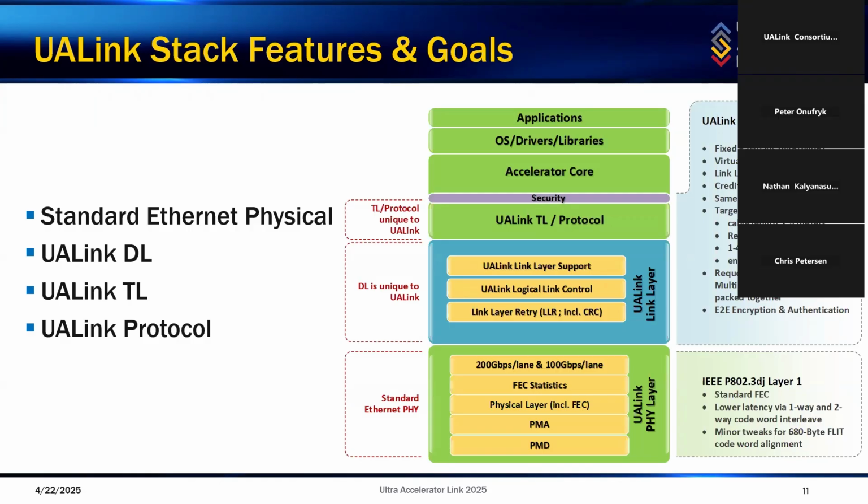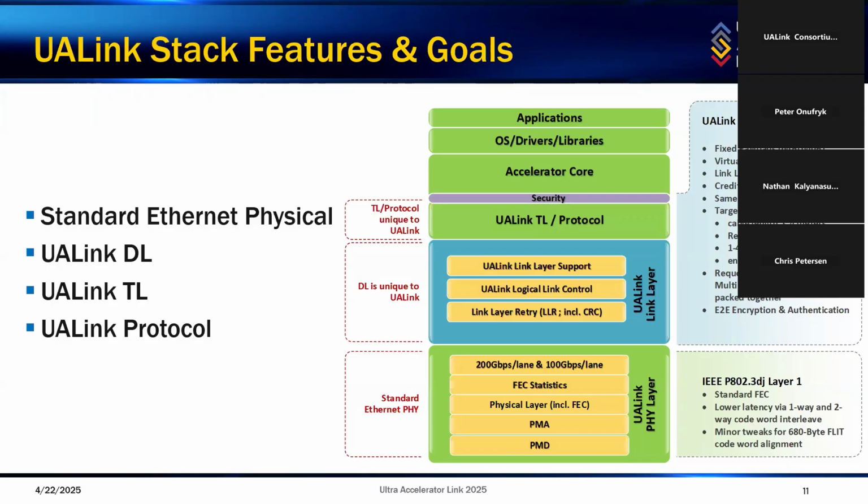The physical layer also uses a standard Ethernet FEC, and in addition supports low latency options through 1- and 2-way code interleave. A few minor modifications to the physical layer are needed to fit the 640-byte DL flit into a 680-byte FEC code word. Now, if you shift your focus from the PL to the layers above, the data link layer, transaction layer, and protocol, they are all unique to UALink. Later on in the deck, we'll cover the reasons to create a unique stack for the upper layers.